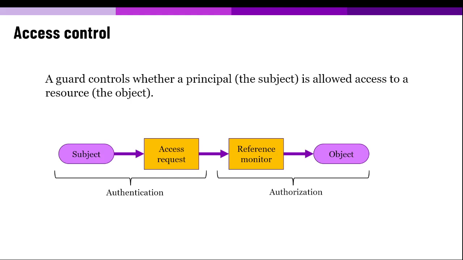And in an access control, a guard controls whether the principal, which is the subject, you might think of this as the user, but we're going to talk about a lot of other things you can access, is allowed to access a resource or the object. You might think of this as a file, but again, keep in mind, you have printers, you have a screen, there's a lot of different resources out there.